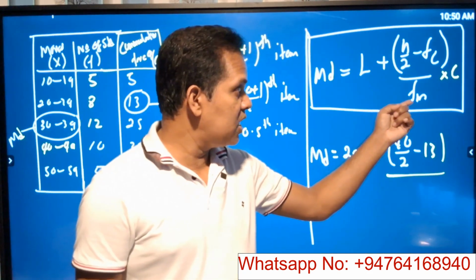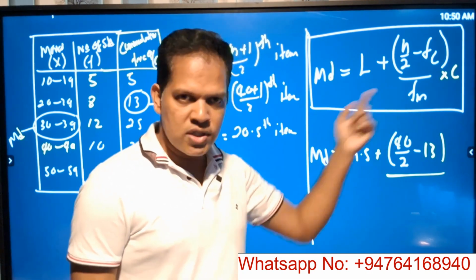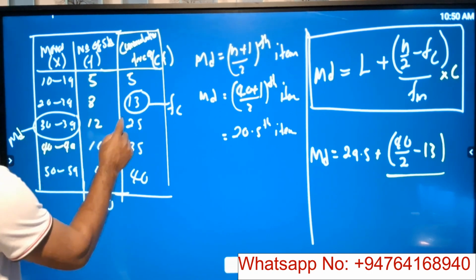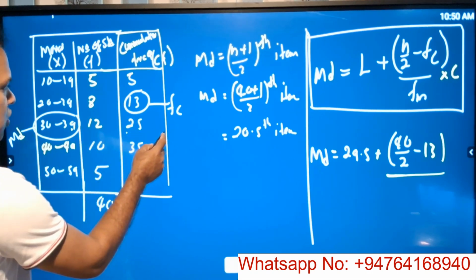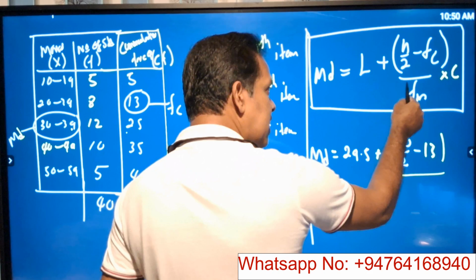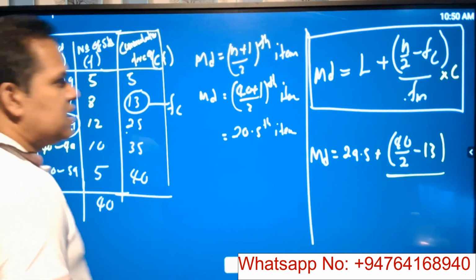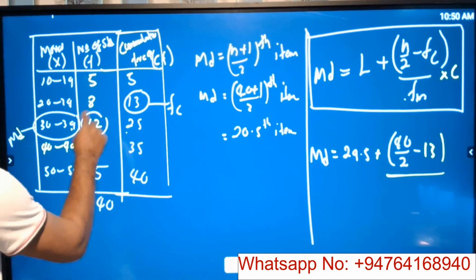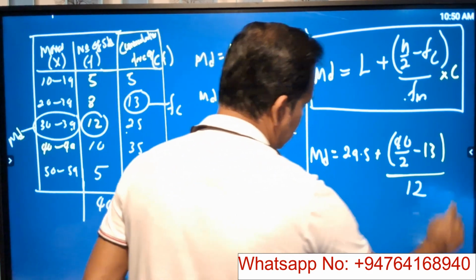Fm is the frequency of the median class. The median class is this one, and its frequency is this. 25 is the cumulative frequency, no? Here there is no need to find cumulative frequency. We want the frequency of the median class, that's why it is denoted by Fm, and that is 12. 12 should be plugged in here.